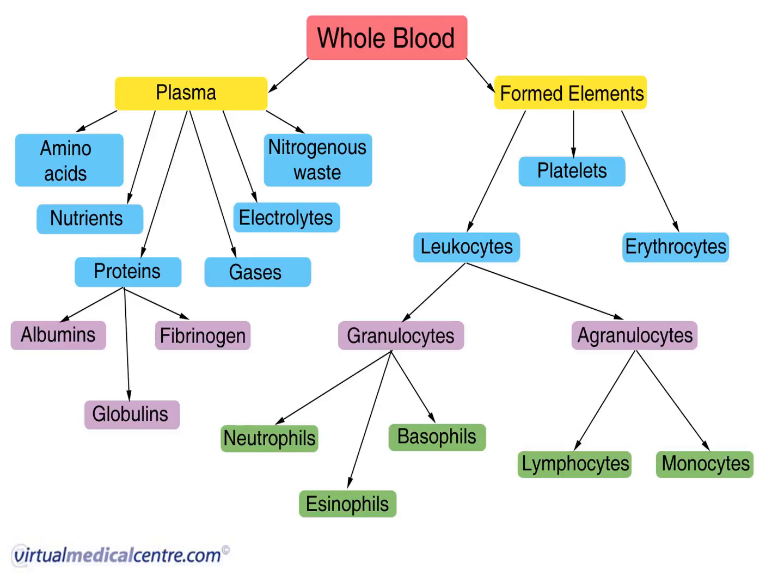On the right hand side, the formed elements are composed of the platelets, which play a part in blood clotting, the erythrocytes, which we'll look at here in some detail, which are concerned with oxygen transport, and the leukocytes or white cells, of which there are many types, and we'll come back to looking at these when we look at protection and the immune system.